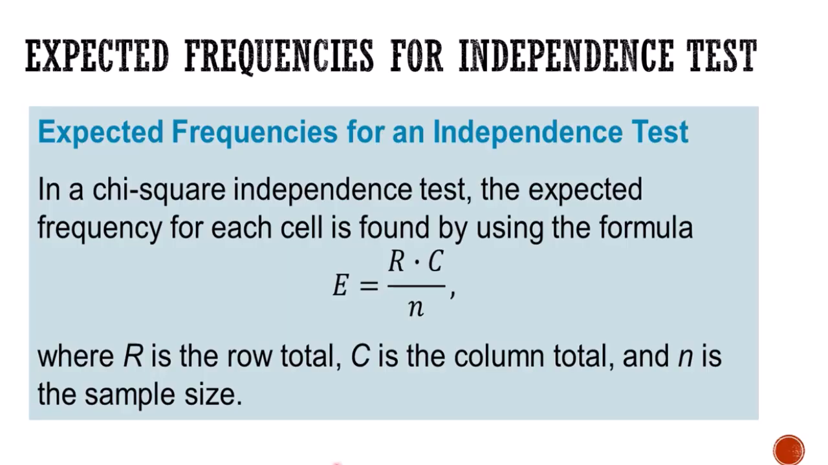Now here the formula for expected frequencies for an independence test is being stated formally. In a chi-square independence test, the expected frequency for each cell is found by using the formula E equals R times C divided by N, where R is the row total, C is the column total, and N is the sample size. So let's go on and look at how we calculate the E values for the example that we are working on.